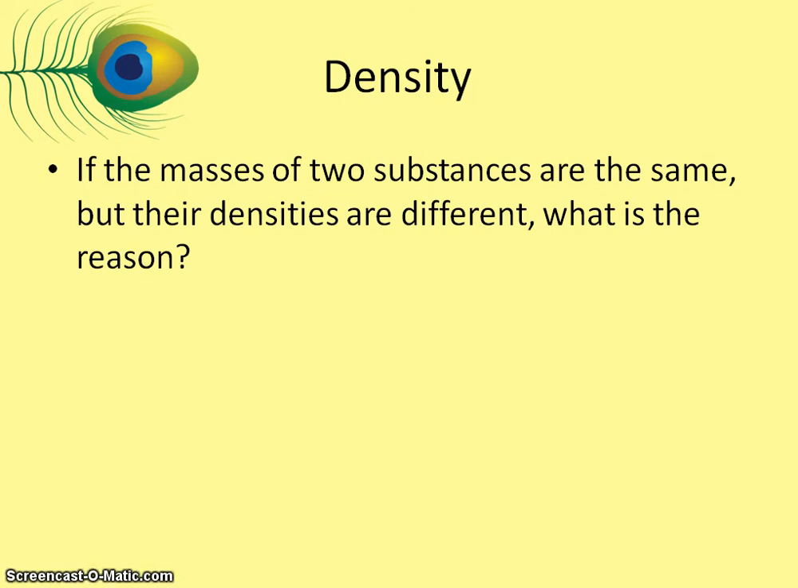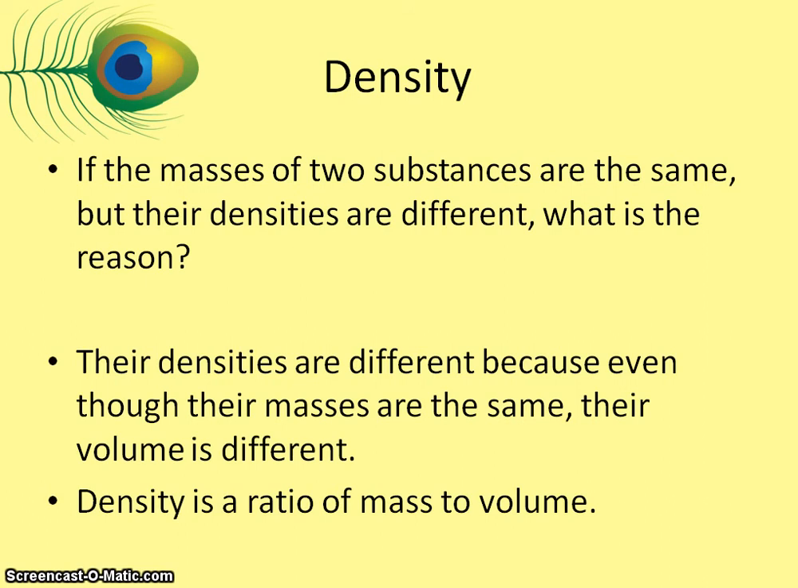Here's a comprehension check. If the masses of two substances are the same, but their densities are different, what is the reason? So they both contain the same amount of matter, but they have different densities. How could that be? Their densities are different because even though their masses are the same, their volume is different. Density is a ratio of mass to volume. So if mass between the objects is equal, volume will be different. If the volume of the objects is equal, then mass will be different to change the densities.